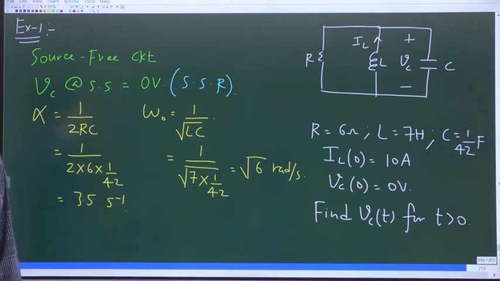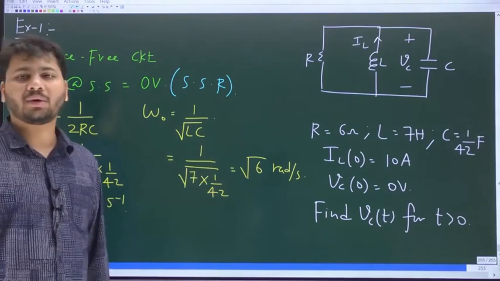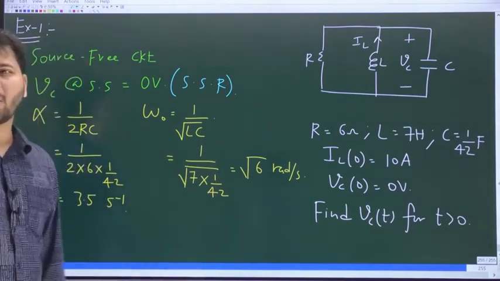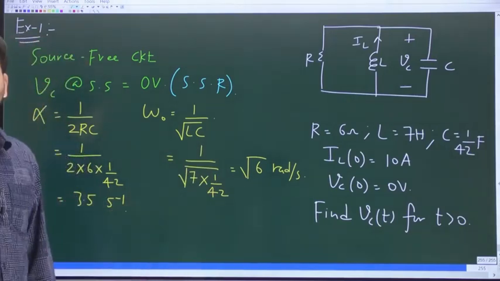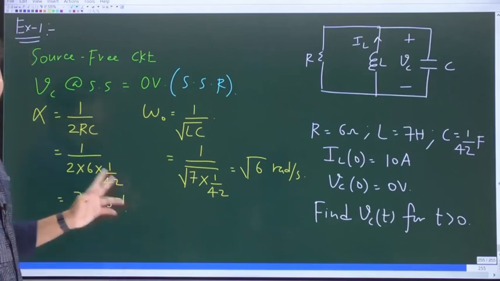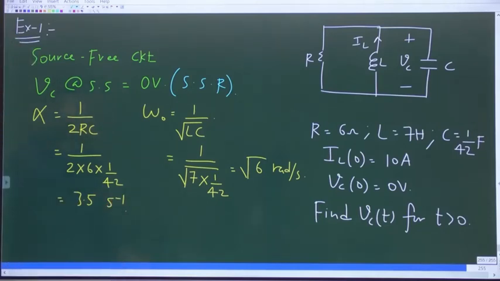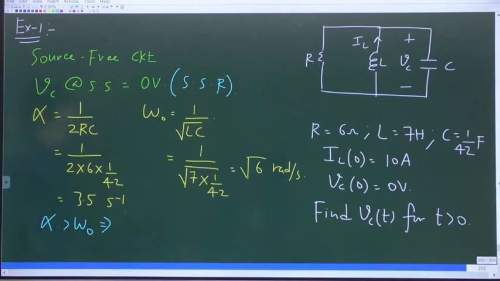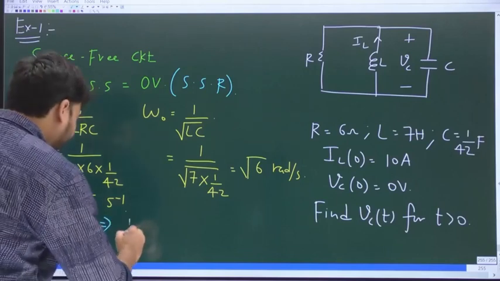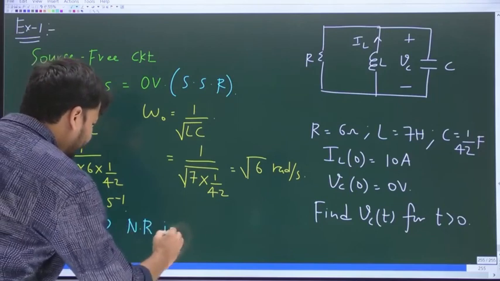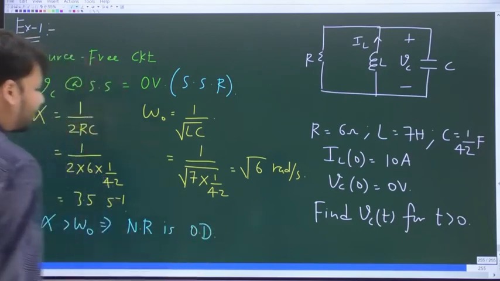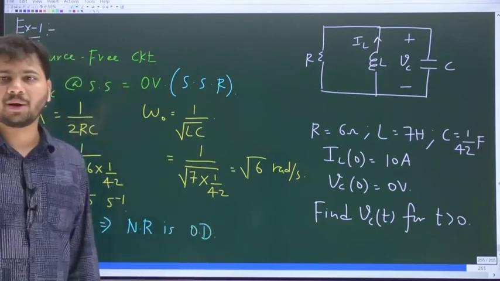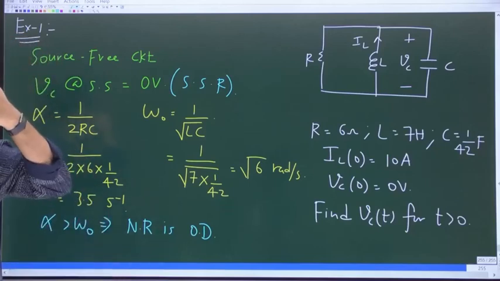So it must be in the units of radians per second. Just look at the values of alpha and omega naught. Alpha is 3.5, whereas omega naught is root 6. Root 6 means 2 point something, whereas alpha is 3 point something. Clearly, alpha is more than omega naught. So we can clearly see that alpha is greater than omega naught. If alpha is greater than omega naught, then the natural response is said to be OD, overdamped. Yes, our natural response is going to be overdamped.